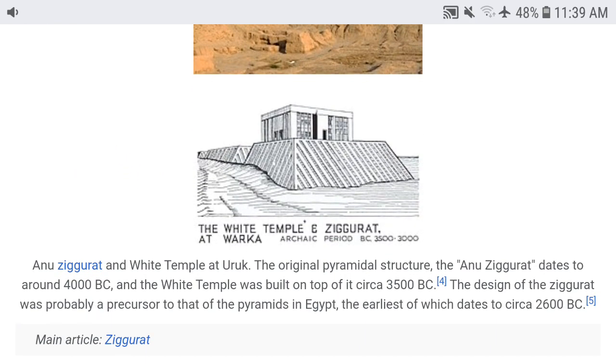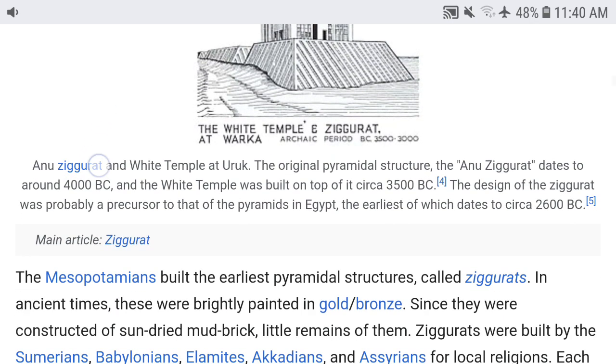The original pyramidal structure, the Anu Ziggurat, dates to around 4000 BC. That's before Stonehenge. And the White Temple was built on top of it circa 3500 BC. The design of the ziggurat was probably a precursor to that of the pyramids in Egypt, the earliest of which dates to circa 2600 BC.